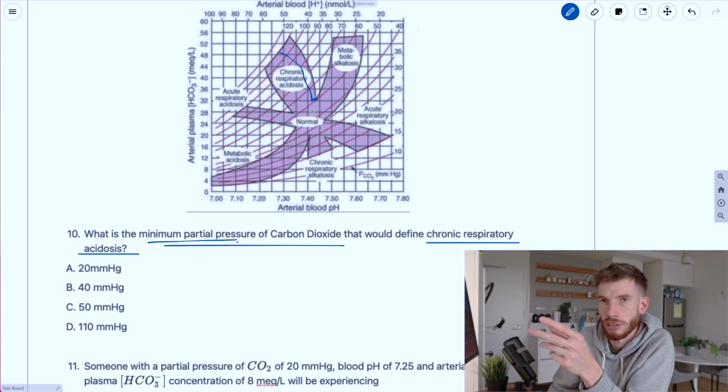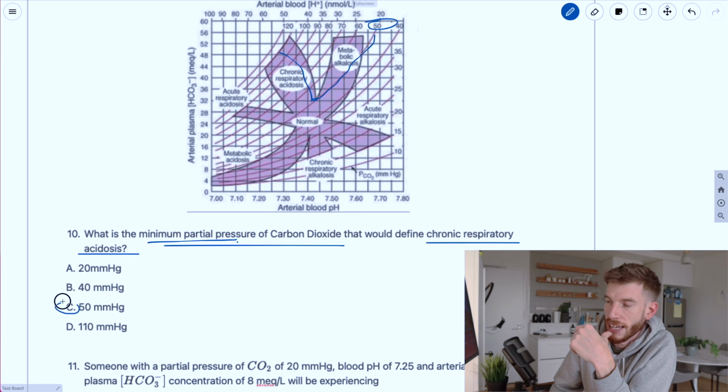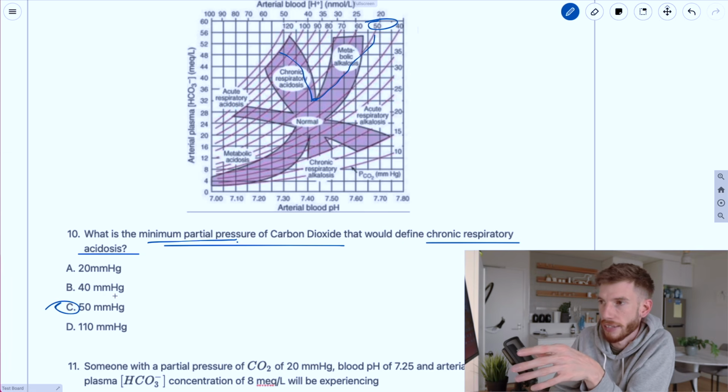So that would be the most logical answer there. And then I would confirm that the answer is there. So that's that line. I trace it up and it says 50. And there is an answer there. Then I would check what else is there just in case.